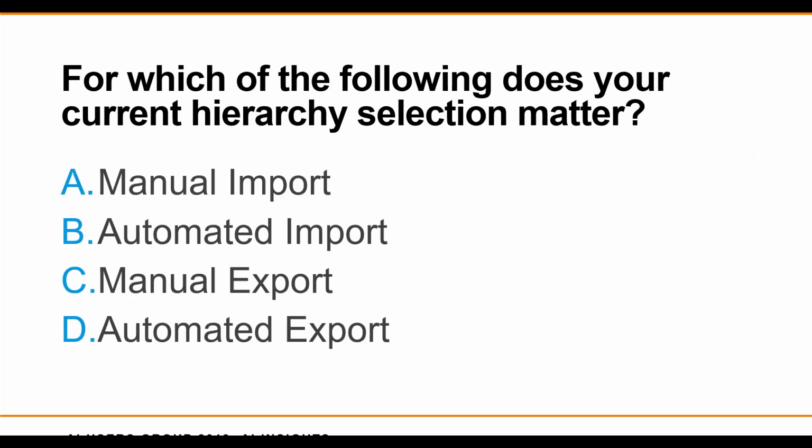All right, I have what I think is a tricky question. Uriel got this one, so maybe it's not that tricky. Okay, for which of the following does your current hierarchy selection matter? It only matters on one of these options.